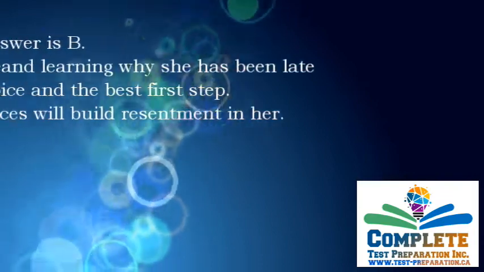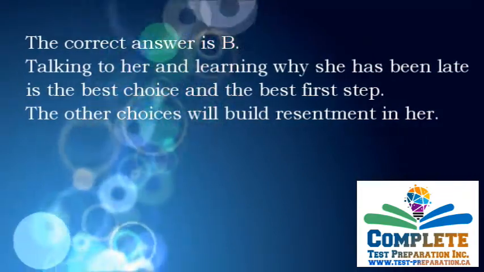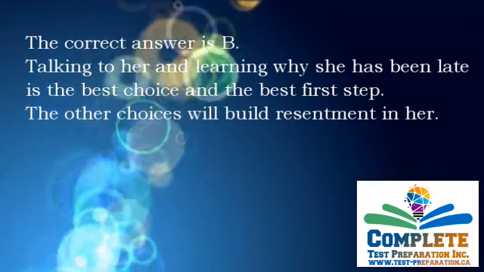The correct answer is B. Talking to her and learning why she has been late is the best choice and the best first step. The other choices will build resentment in her.